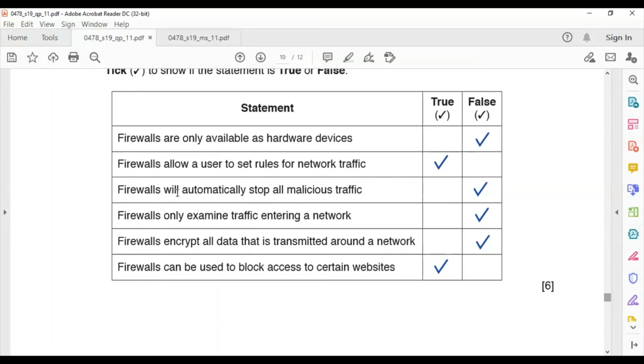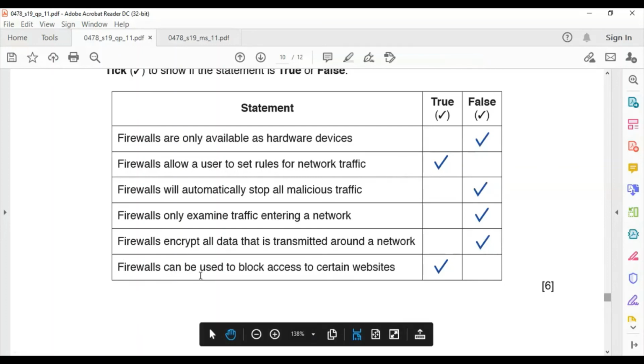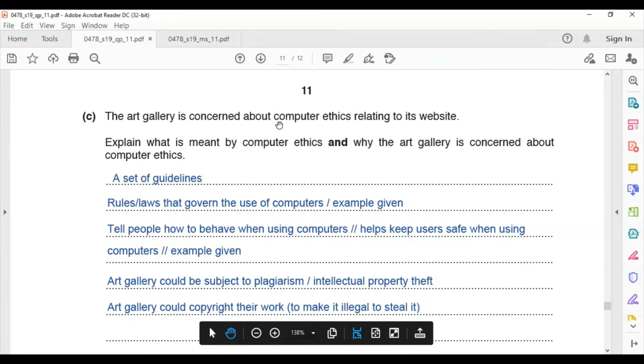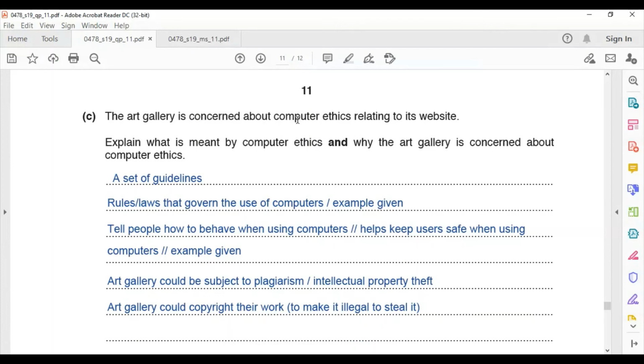Firewalls will automatically stop all malicious traffic. That is false. Firewalls only examine traffic entering a network. That is false because it examines traffic entering and exiting a network. Firewalls encrypt all data that is transmitted around a network. That's false. Firewalls can be used to block access to certain websites. That is true.